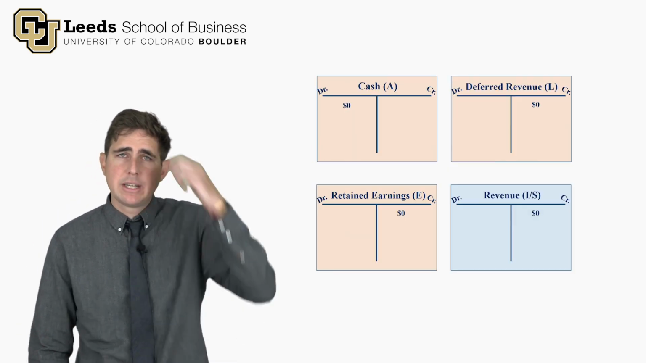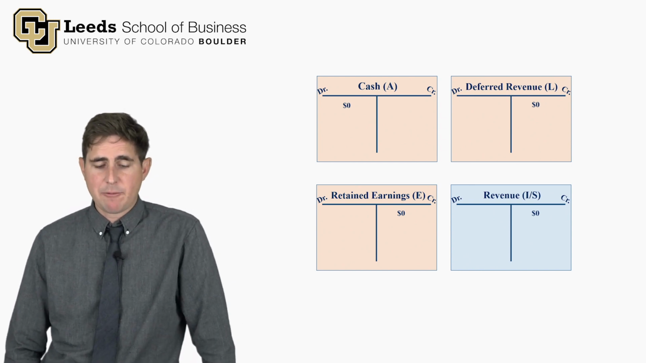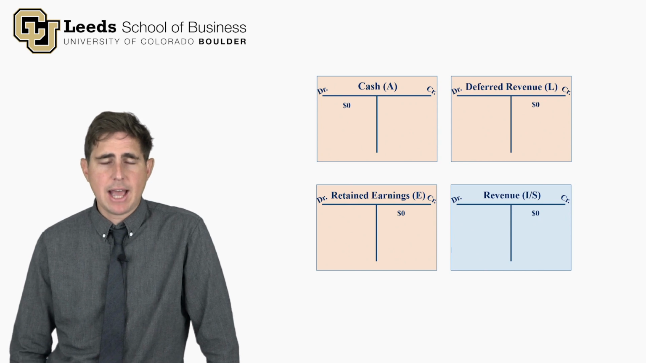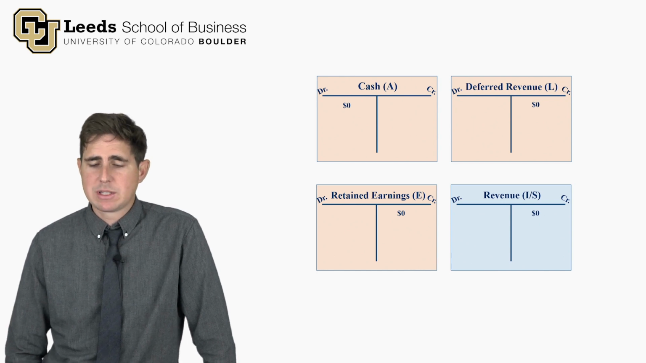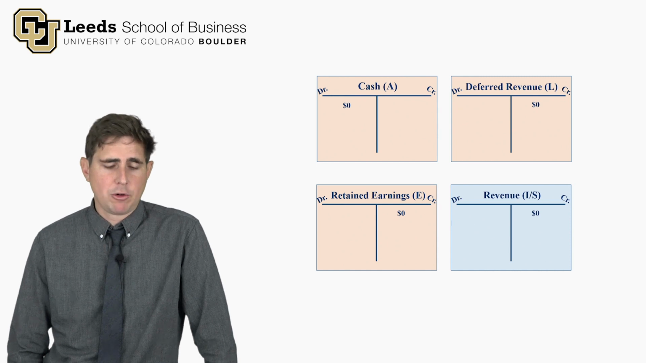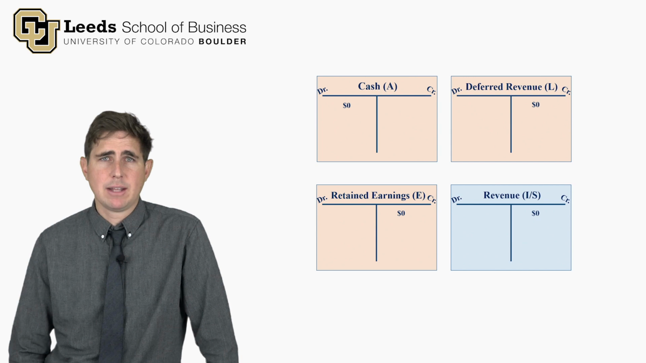Okay, here are the 4 T accounts we'll be dealing with in this exercise. First, what I've done is I've put beginning balances on the normal side of each account. So cash is an asset account. It's got a 0 beginning balance on the debit side because it's an asset. Deferred revenue is a liability account, so it's got a 0 on the credit side. Retained earnings is an equity account, so it's got its 0 beginning balance on the credit side.